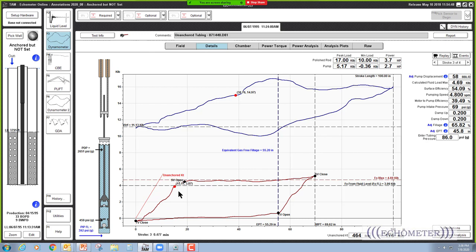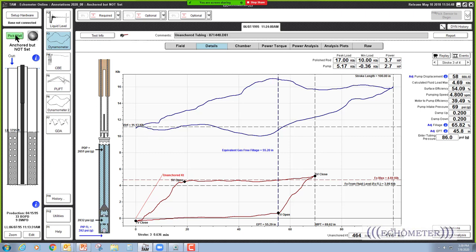If your well has an anchor and the anchor is set, and the line leans over more than the anchored line, like it does here, then that additional distance here is slippage.